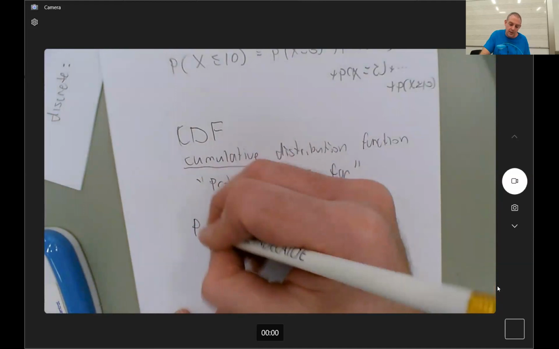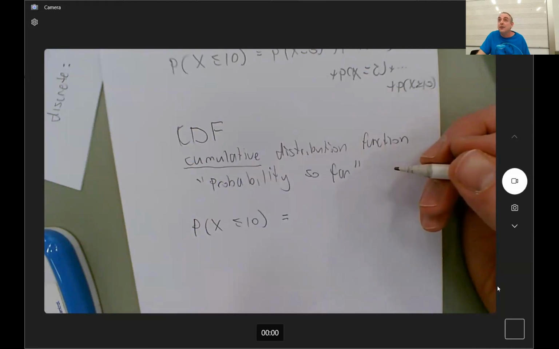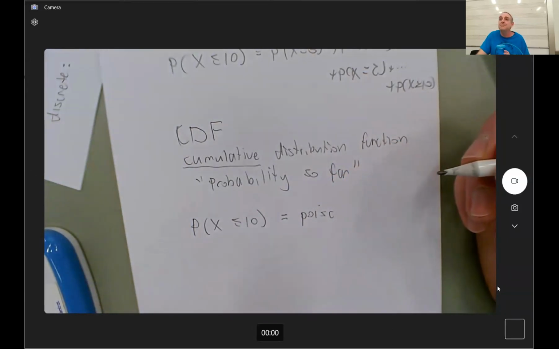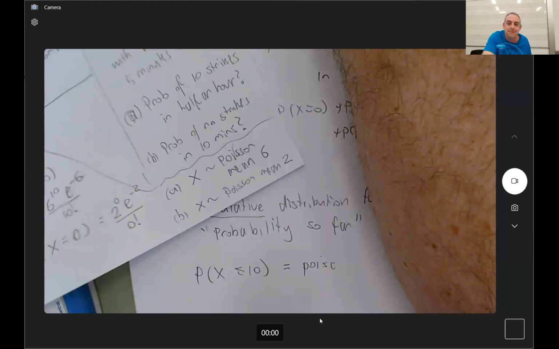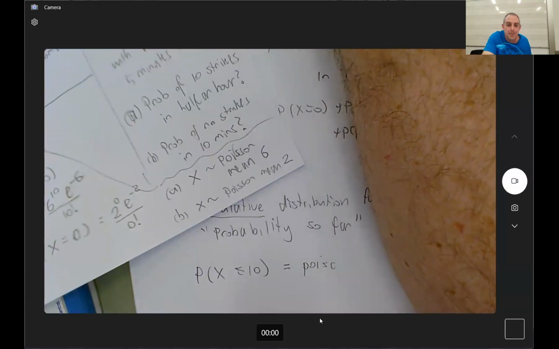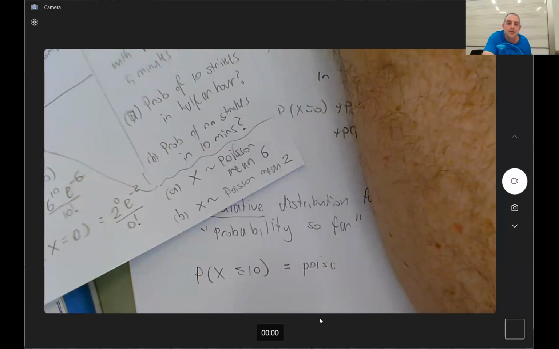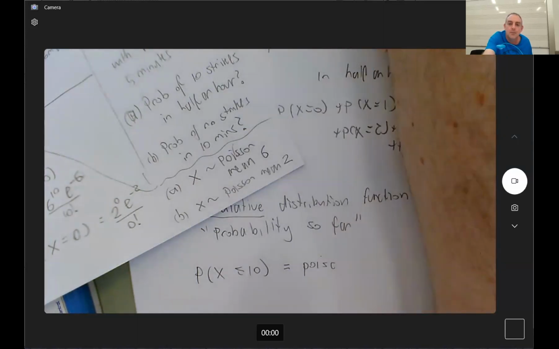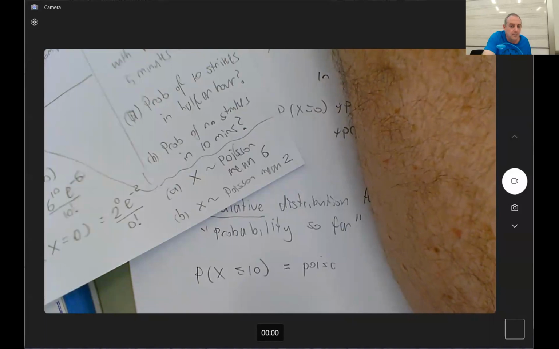And so the probability that x is less than or equal to 10 would be done with the Poisson CDF function. Now, I don't know exactly what it's called. Is it POIS CDF or something in MATLAB? Just a second. It's probably in the notes, isn't it? Okay. There it is, poisscdf x mean. Okay.